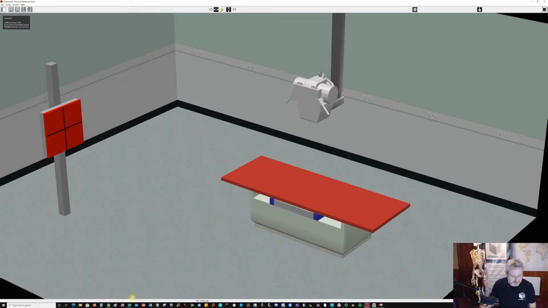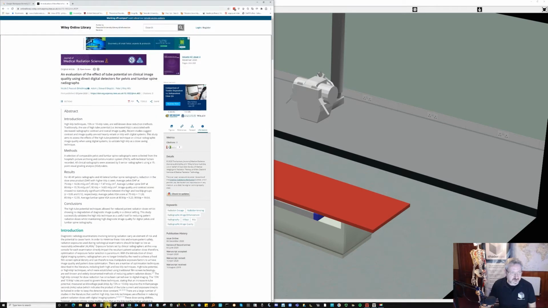cutting edge research. So to that end, what I've done is I've actually found a paper here which was published only recently by Peacock, Stewart and Riley, and it's a nice little experiment that we can replicate in virtual radiography. So let's have a look at deconstructing it.